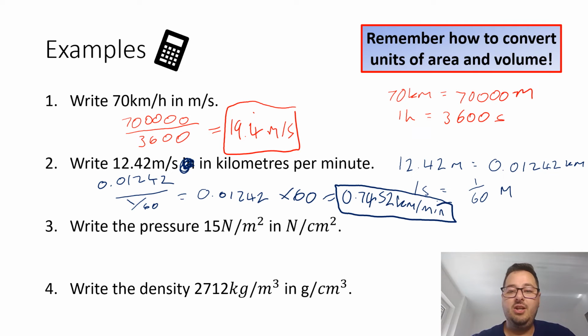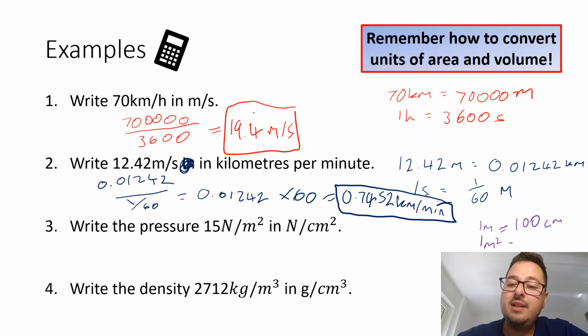Okay. All right, number 3, we want to write the pressure 15 newtons per meter squared in newtons per centimeter squared. Now, let's just remember our area conversions. So 1 meter, let's start with the simple version. 1 meter is the same as 100 centimeters. So 1 meter squared, we're going to have to square the 100, so that's 100 times 100, which is 10,000 centimeters squared.